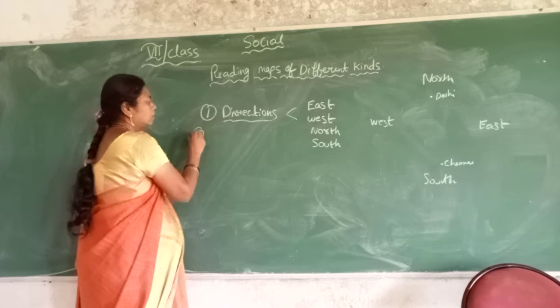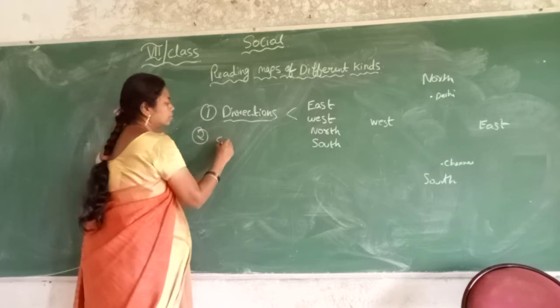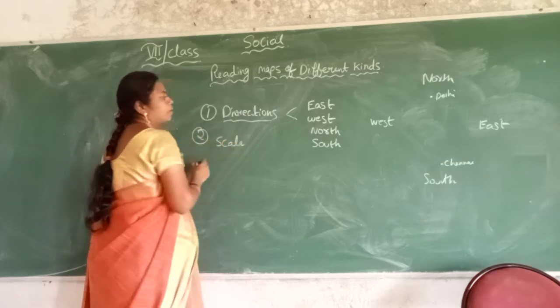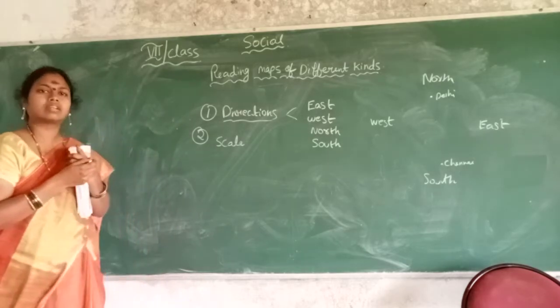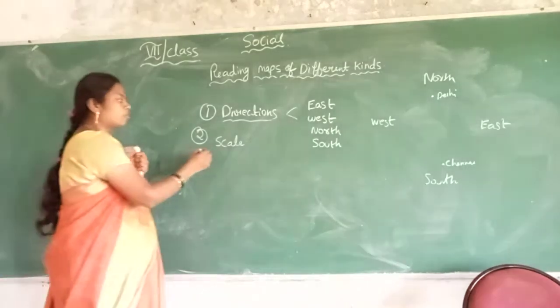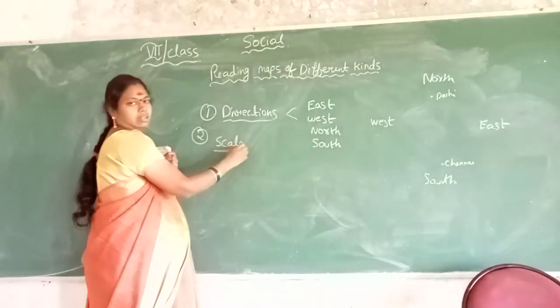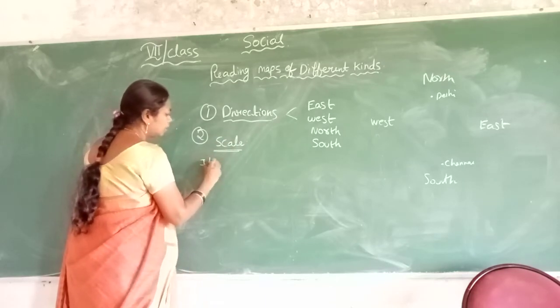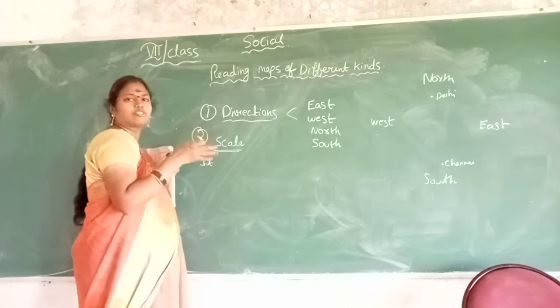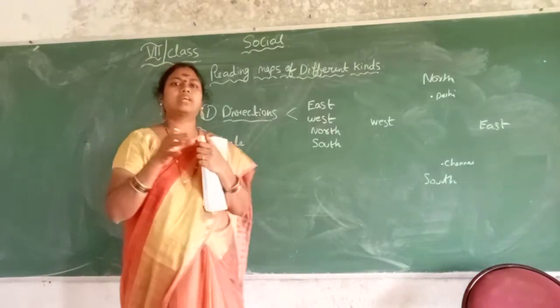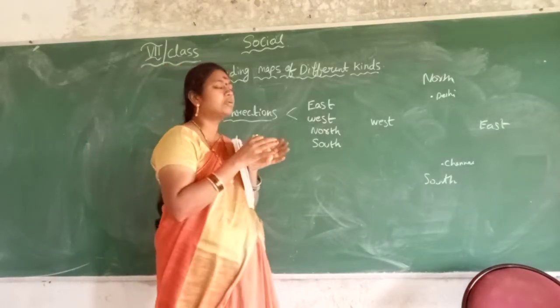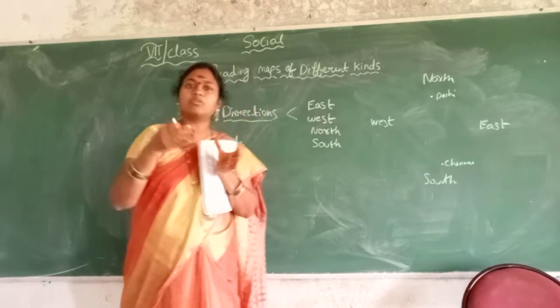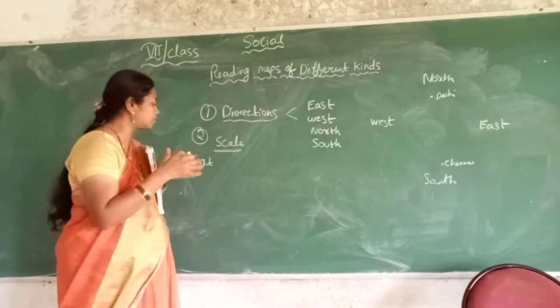And the next one, to understand the map you need scale. Scale also plays a very important role in understanding the map easily. First of all, what is meant by scale? Scale is used to find the actual distance between two places by reducing it on the map.